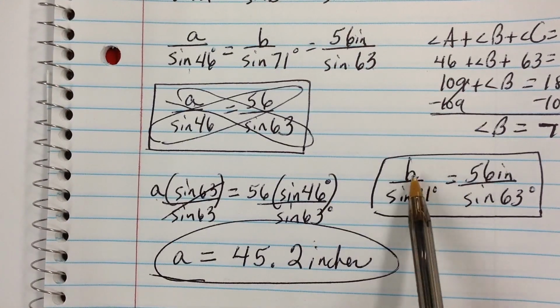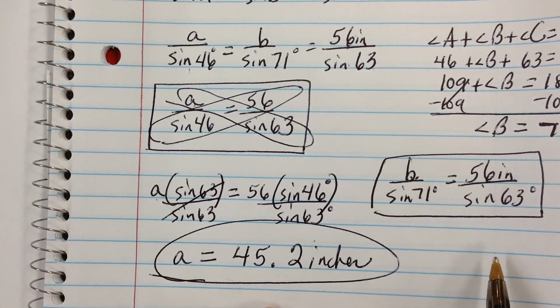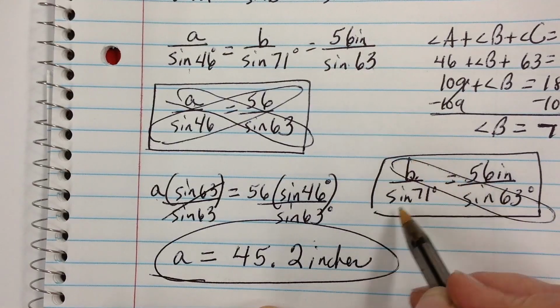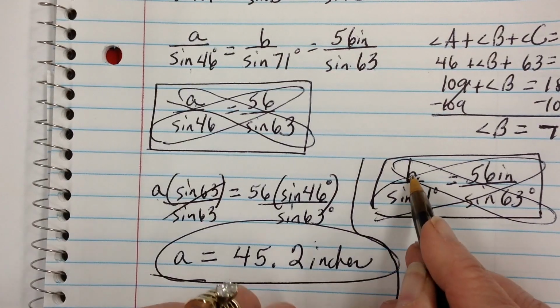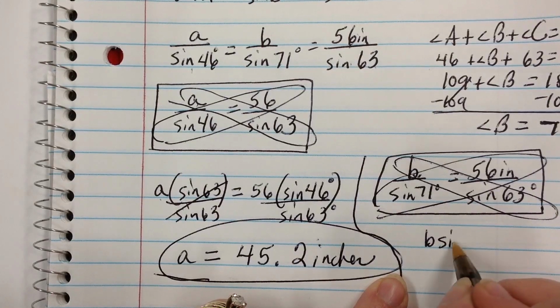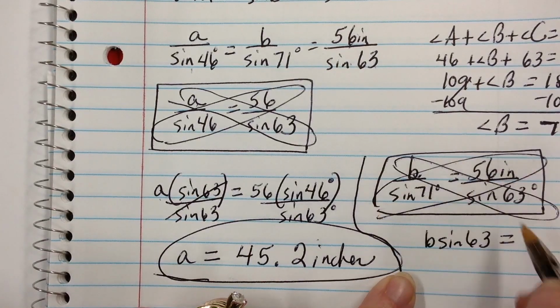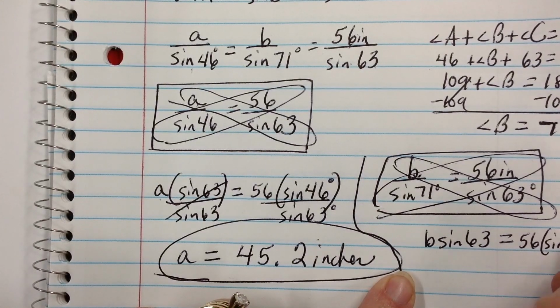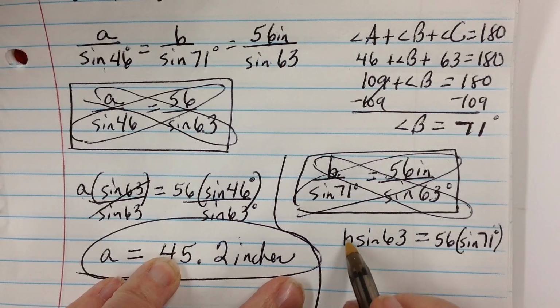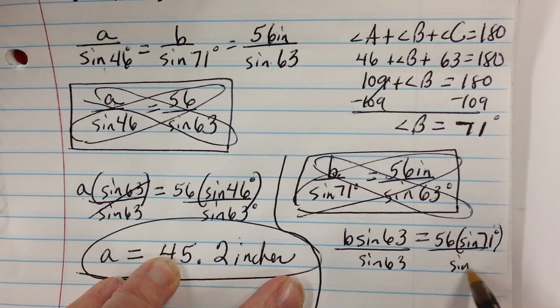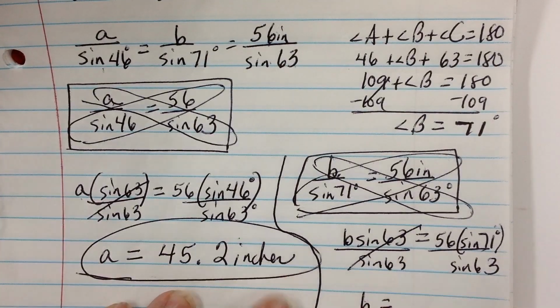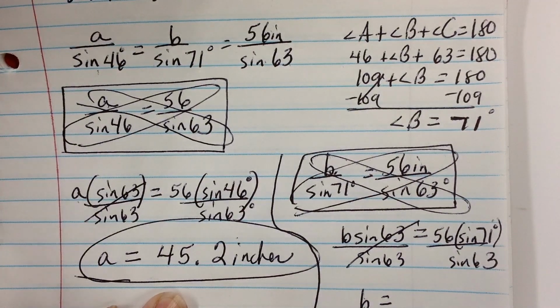Now, the only unknown value that we're missing is b. So now I have b in this proportion that I can solve for by using cross multiplication. So let's cross multiply here and here. So I have b times sine of 63 equals, when you cross multiply here, 56 times sine of 71 degrees. Then, solving for b, divide both sides by sine of 63. The sine of 63's cancel. So b is equal to, use your calculator, 56 times sine of 71 degrees divided by sine of 63 degrees. Make sure you're in degrees.